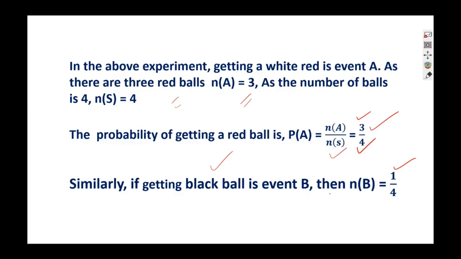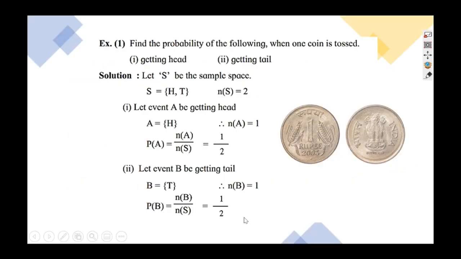Learning the formula is not a tough job. Understanding the concept requires that there is 3 upon 4 chance, or probability, for getting a red ball and 1 upon 4 chance, or probability, for a black ball. This is our conclusion. Okay. Let us go ahead. A little more we will feel comfortable and understand when we do it practically.